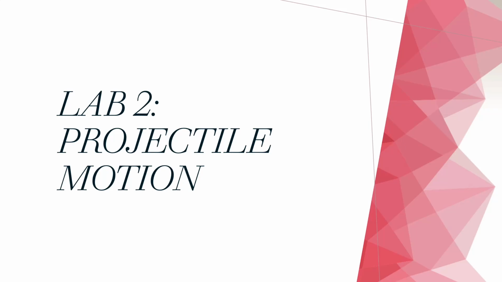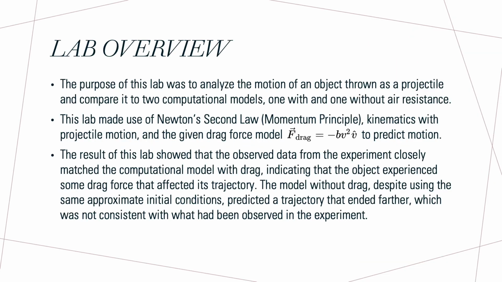Hello, this is my video lab report for lab number 2, Projectile Motion. The purpose of this lab was to analyze the motion of an object thrown as a projectile and compare it to two computational models, one with and one without air resistance, or drag. As you'll see in a moment, the experiment was conducted using a paper ball.